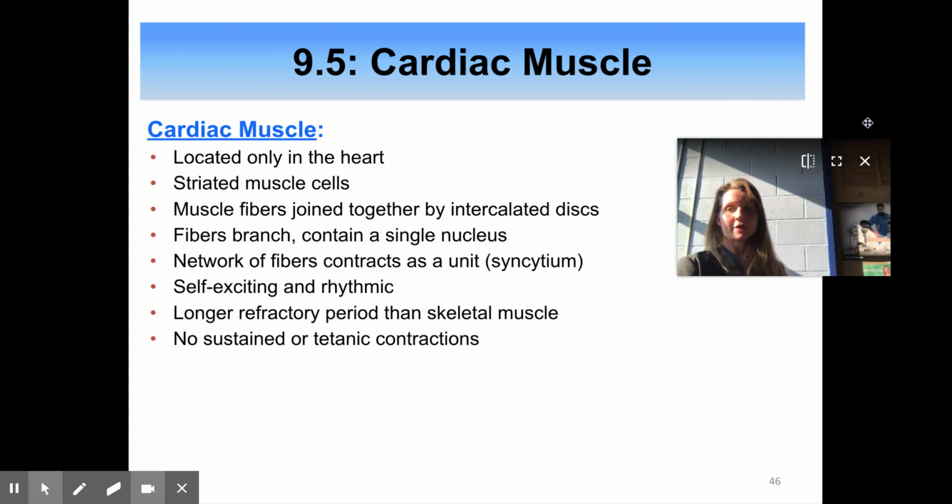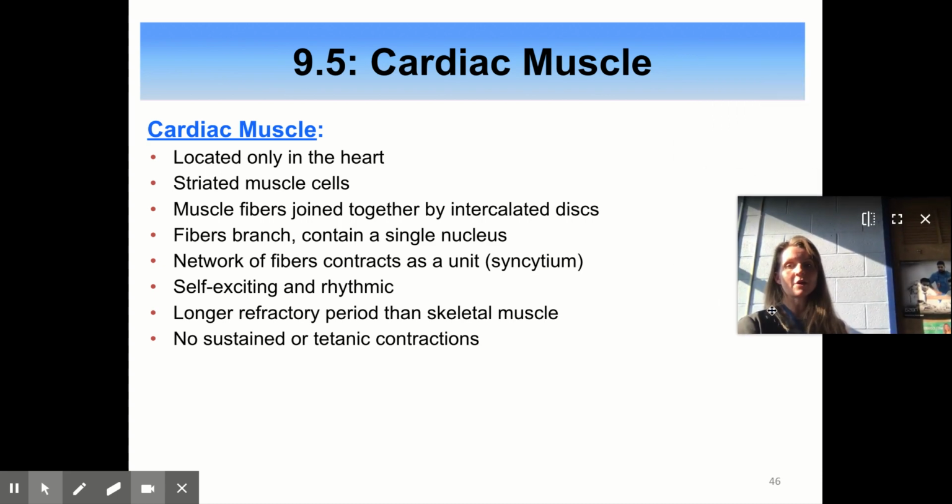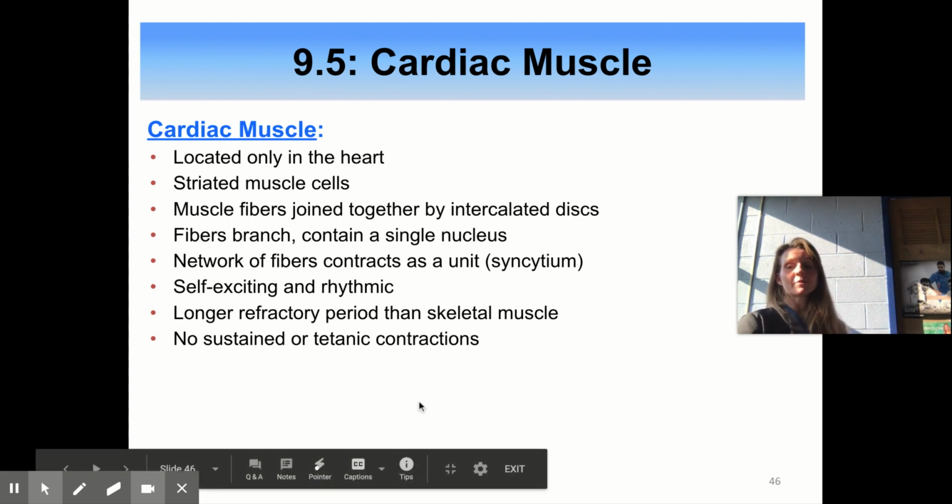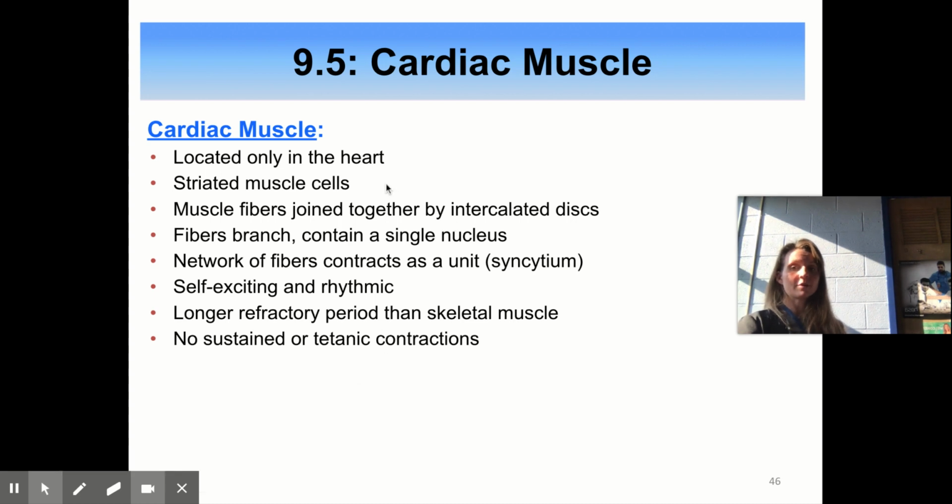Okay, then we talk about the cardiac muscles a little bit, right? It's located only in the heart. You can see striations in the cardiac muscle. The muscle fibers are joined together by the intercalated discs, which are like these little discs between the cells that are reinforcing that connection, because this is the strongest muscle in the body. It doesn't stop. All right, the fibers branch and they contain single nuclei instead of the skeletal muscle's multinucleated.